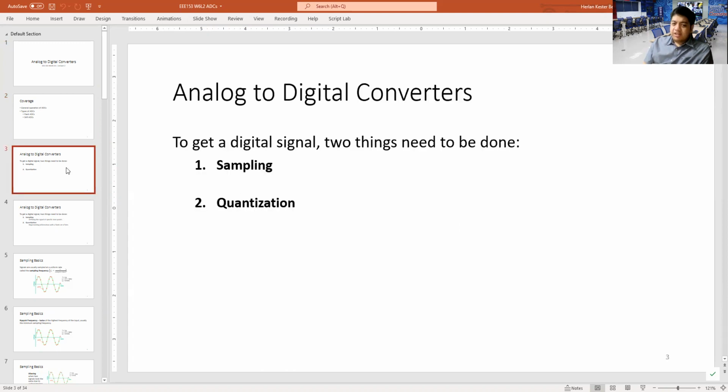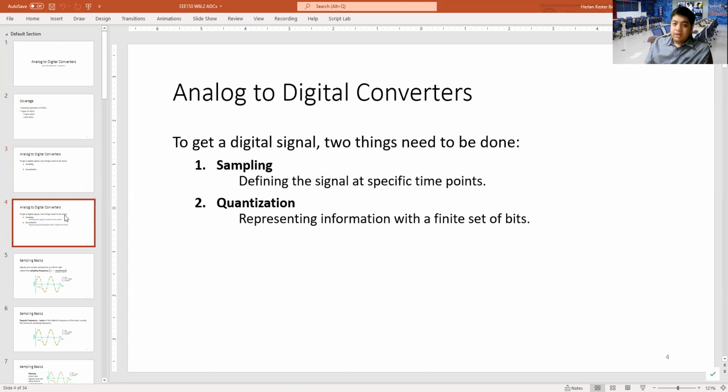An analog to digital converter needs to do two things para makakuha ng digital signal. That is sampling and quantization. Sampling is defining the signal at specific time points, and quantization is representing information with a finite set of bits. Recall, ang ating digital signal ay quantized in both time and level or voltage level.